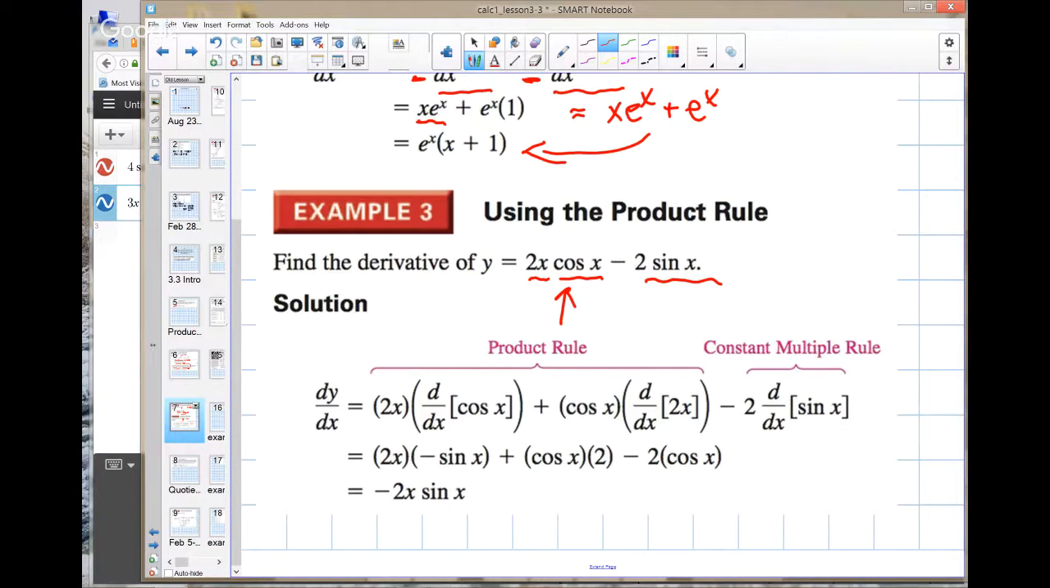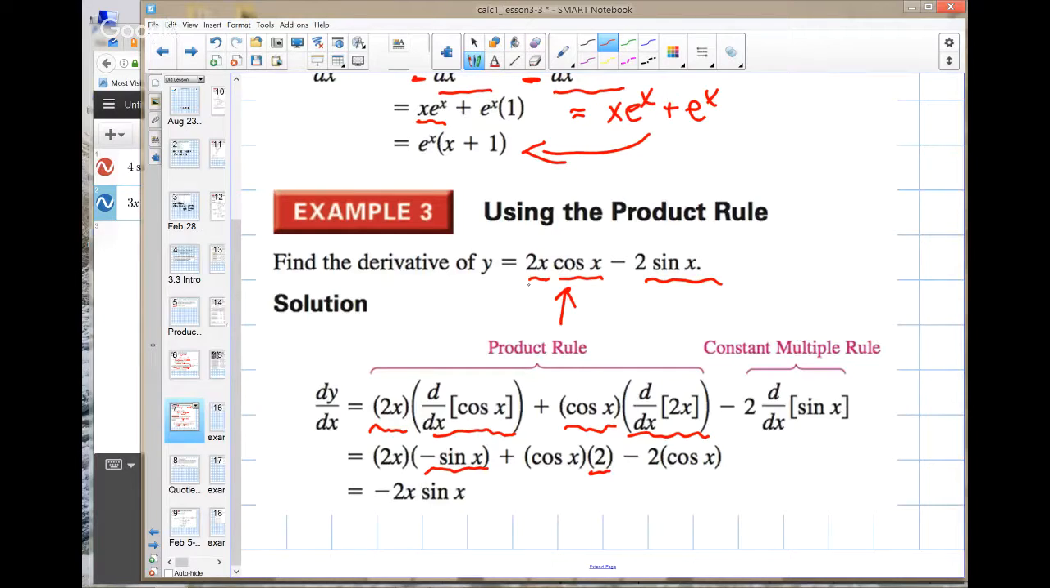So let's use the product rule. The first times the derivative of the second plus the second times the derivative of the first. We'll get to this one over here on the right later. So what's the derivative of the cosine of x? That's minus sine of x. What's the derivative of 2x? 2.